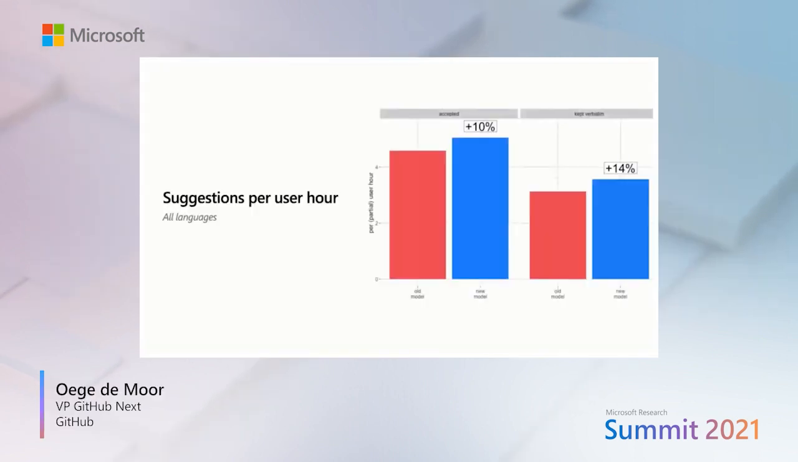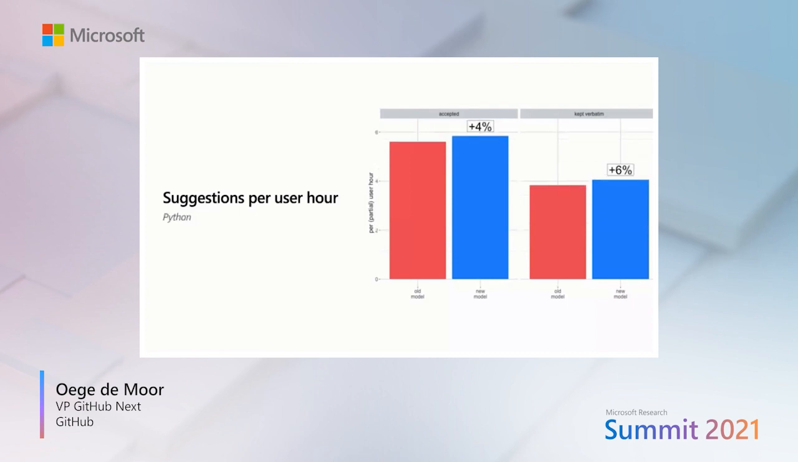All right, so let's go through the results. The suggestions per user hour when we look over all programming languages. Yep, just as we would hope, the accepted solutions go up by 10%. So that's similar to the improvement we saw for our passing unit tests. Very encouraging. Actually, even more interesting, the increase in the number of solutions that are kept verbatim is higher, 14% more than for the old model. So this is good. People actually like the solutions, look at them carefully, and decide they will do fine.